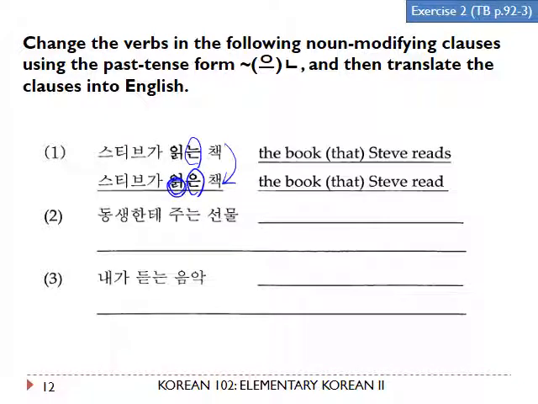If the stem ends in a consonant, attach 은. But if the stem ends in a vowel, attach 니은, right? Do you remember? And translation is the book that Steve read, the past tense form.